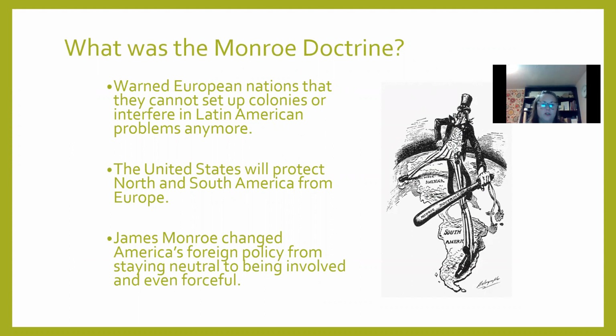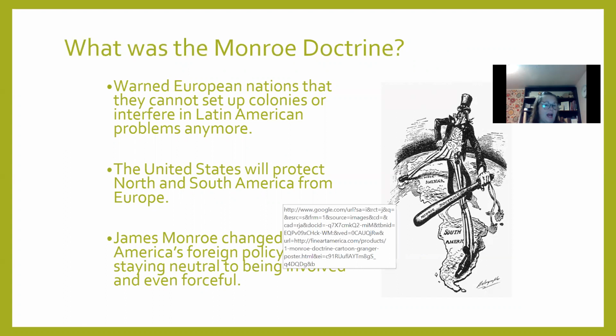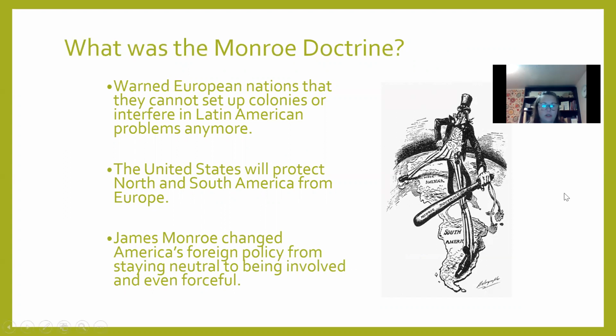So what was the Monroe Doctrine? It warned European nations that they could not set up colonies or interfere in Latin American problems anymore. The United States will protect North and South America from Europe. James Monroe changed America's foreign policy from staying neutral to being involved, even if peacefully. So basically what happened is a Supreme Court decision strengthened the government. President James Monroe took steps to add territories to the United States.